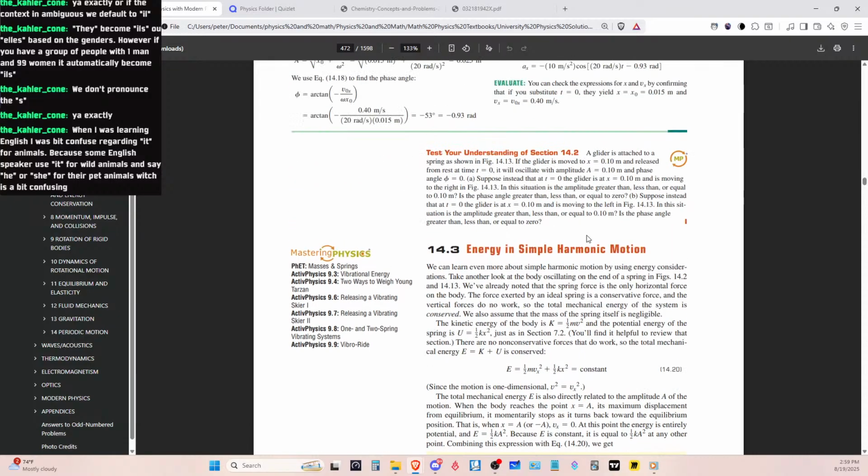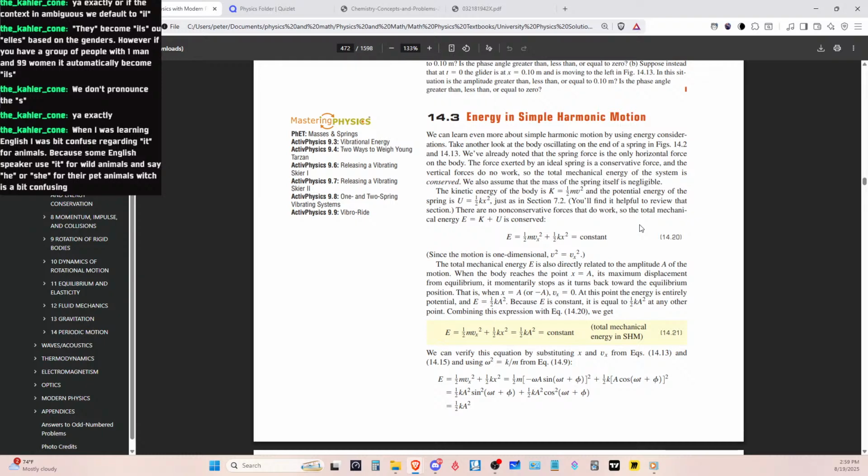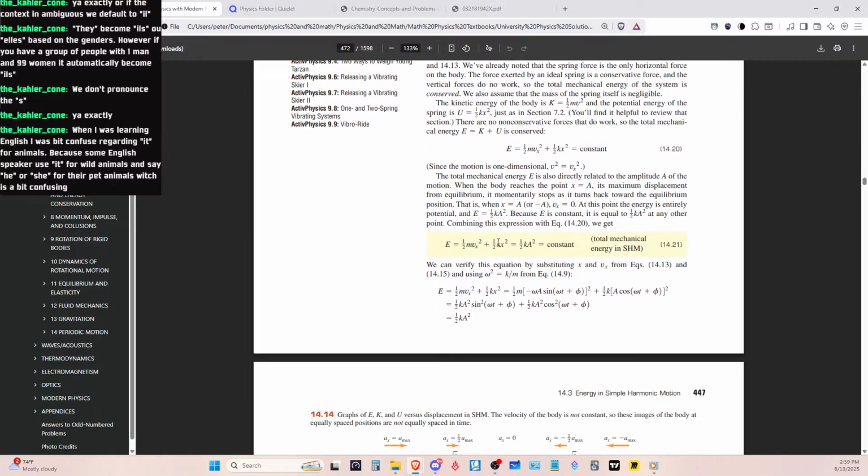Okay, so let's see. Oh, energy. Ooh, energy in simple harmonic motion. This is something interesting. Let's see what we got. Oh, there's kinetic energy plus half of k. Interesting. So this is the total mechanical energy. Oh, it's a constant. Okay. Well, then again, energy is supposed to be conserved, so does that mean that half times k x squared is the potential for a spring? I wonder.